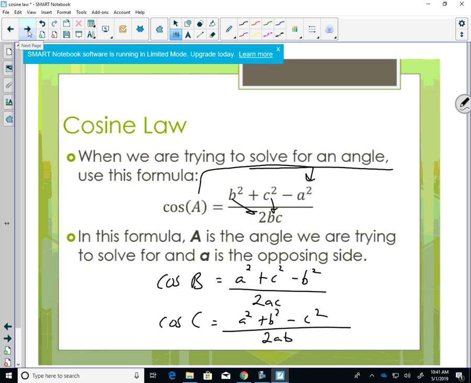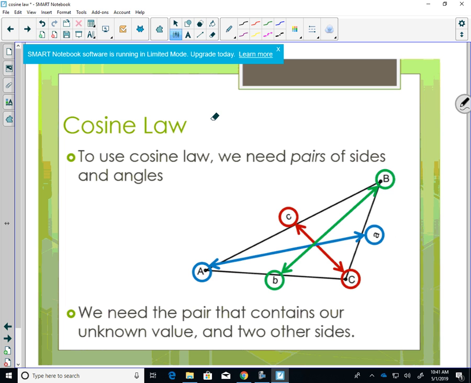ABC. Okay, so to use cosine law, we need pairs of sides and angles. Pairs of sides so far.